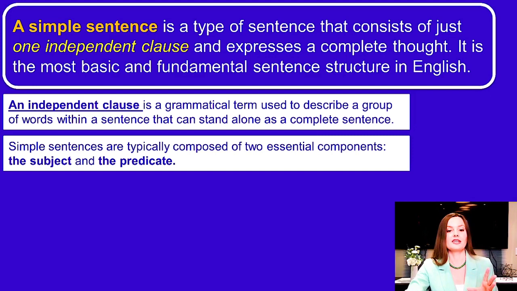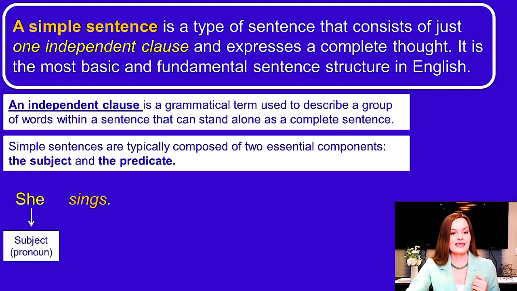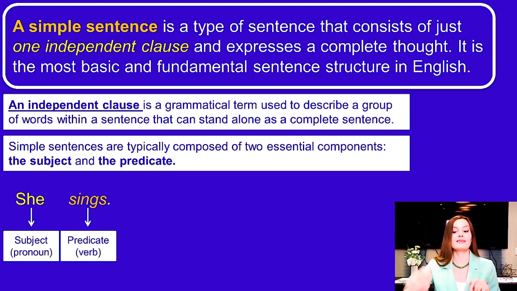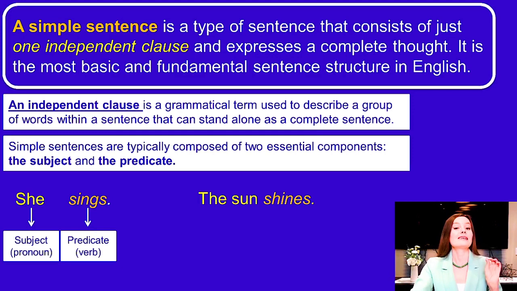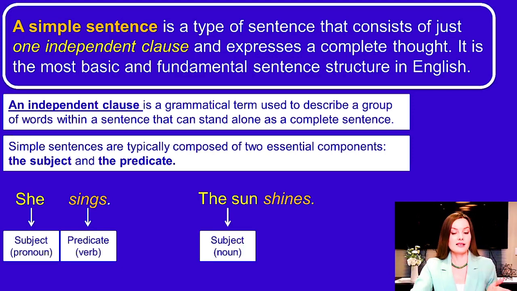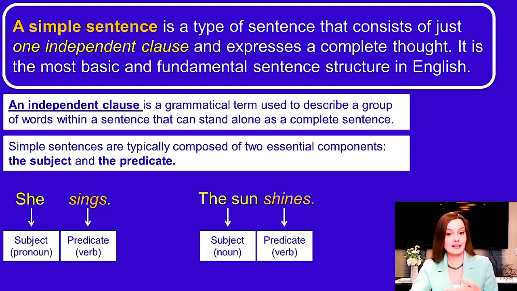Simple sentences are typically composed of two essential components, the subject and the predicate. For example, she sings. She is the subject, it's a pronoun, and sings is a predicate, it's a verb. So she sings is a simple sentence. Or the sun shines. The sun is the subject, it's a noun, and shines is a predicate, it's a verb. The sun shines is a simple sentence.